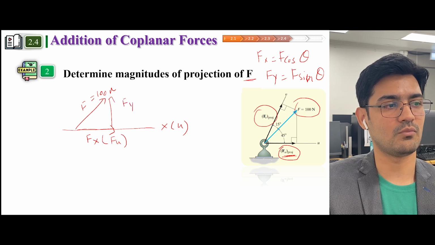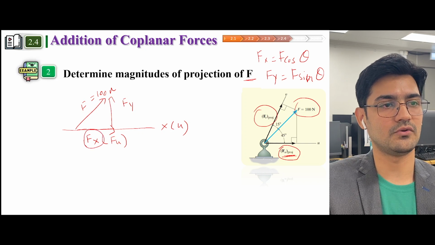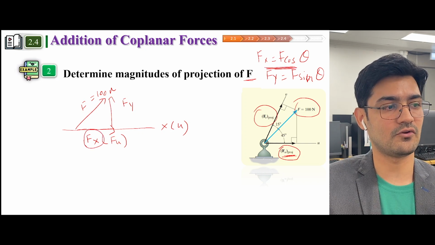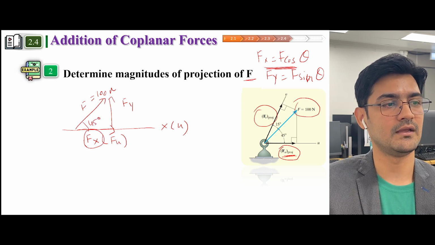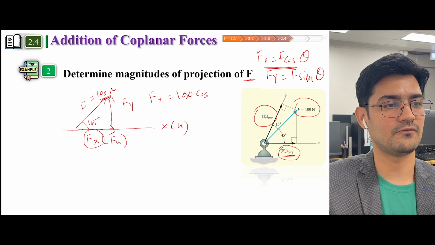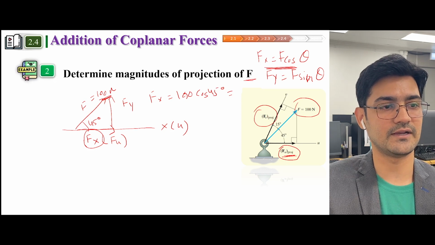And this force is F of y. Now we need to find this, and we also know the formula for F of x is equal to F cos theta. So all we need to know is this theta. If we know this theta, which is 45 degrees, we can calculate F of x. So F of x would be equal to 100, which is the force, times cos of 45 degrees. So if we solve this, we can get this F of x component.